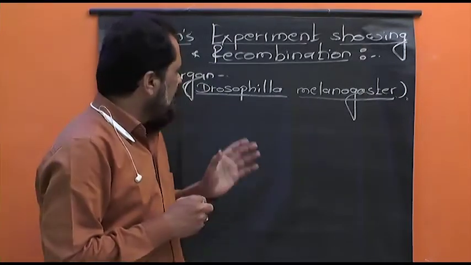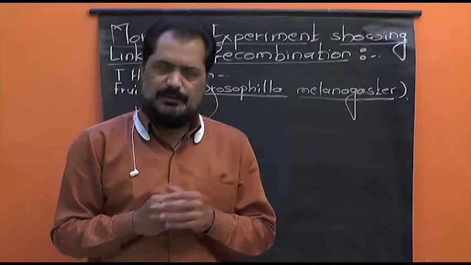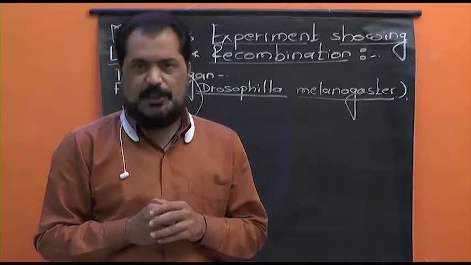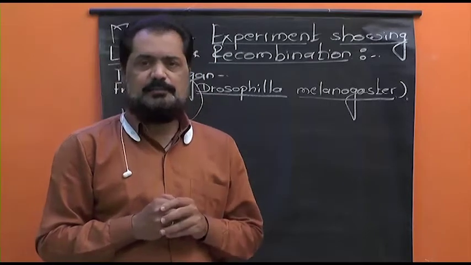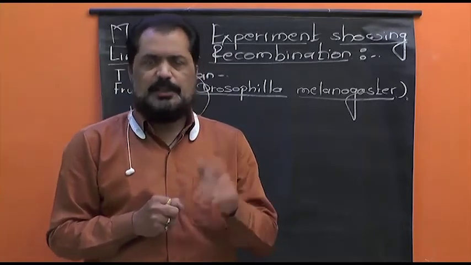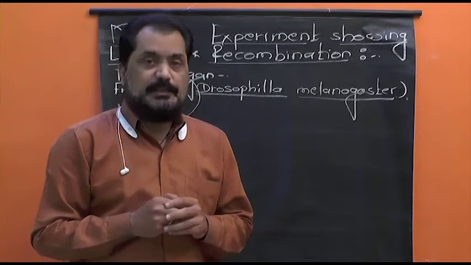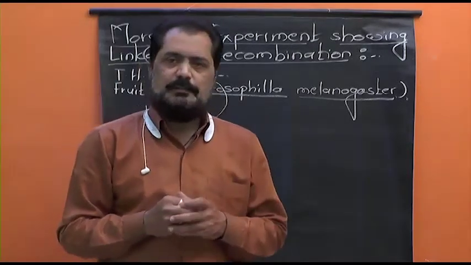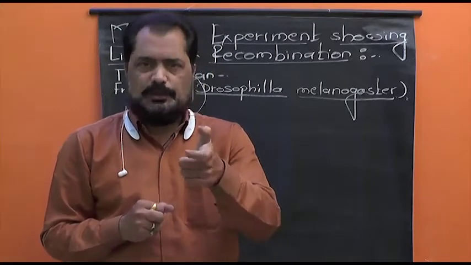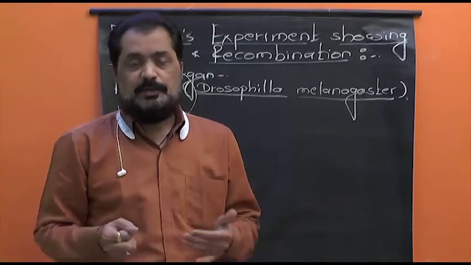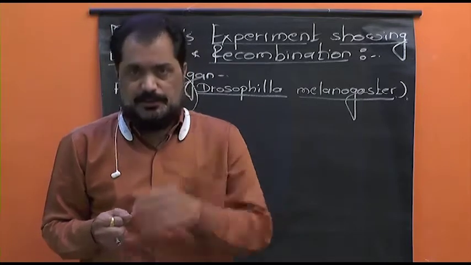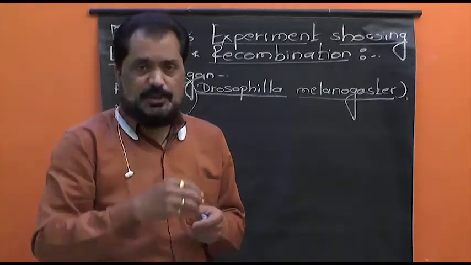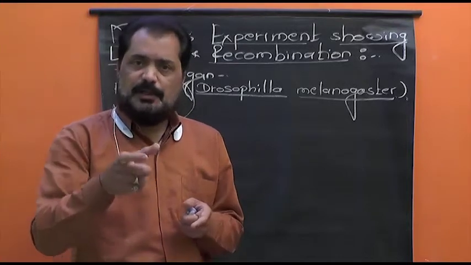Second reason, this Drosophila melanogaster, this fruit fly, has a very short lifespan, of only 2 weeks. Its lifespan is very short, and that's why many generations of Drosophila can be studied within a very short time. So obviously the inheritance of characters, transmission of characters from generation to generation, can be studied within a short time span.